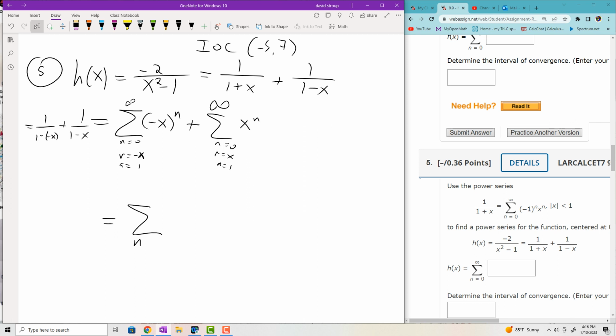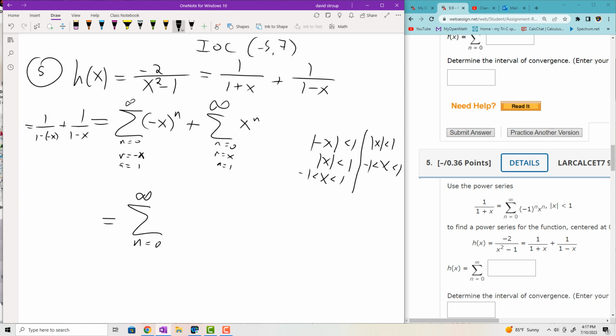So both of them are going to be convergent on that interval from -1 to 1. The first one, the absolute value of -x needs to be less than 1, but that's the same thing as the absolute value of x being less than 1, which is x less than 1 and greater than -1. And the second one, the absolute value of x needs to be less than 1, which is just x greater than -1 and less than 1. So both are exactly the same intervals, and we don't need to worry too much about the convergence issue.